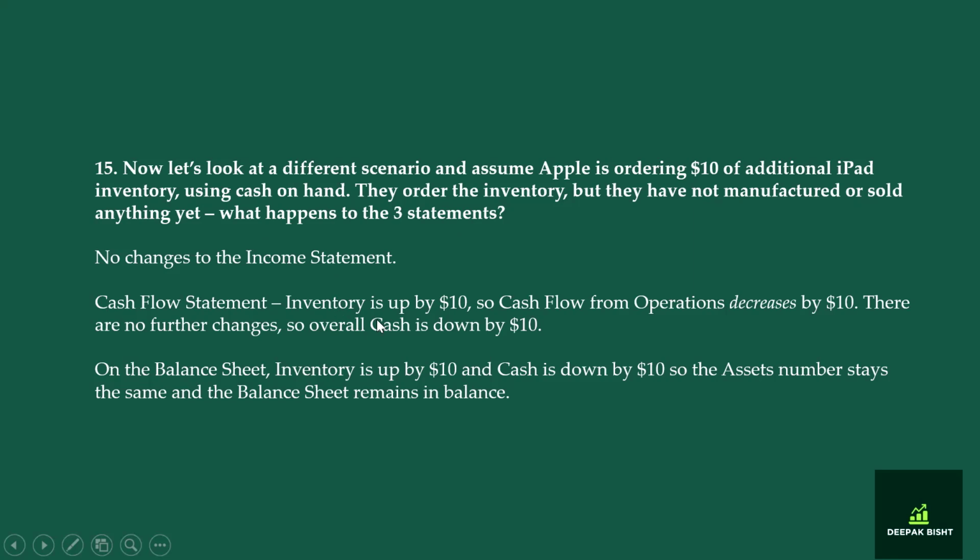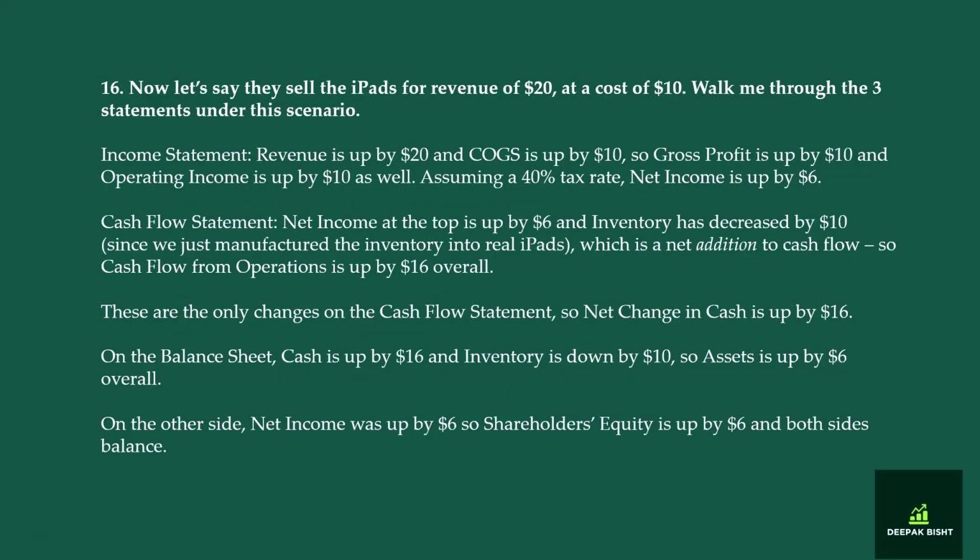In the cash flow statement, inventory will be up by $10 and the cash flow from operations will decrease by $10, because this is a cash outflow. There will be no further changes. Cash is down by $10. On the balance sheet, inventory is up by $10 and cash is down by $10. This is relatively easy compared to the previous three questions. Let's move to the next question.